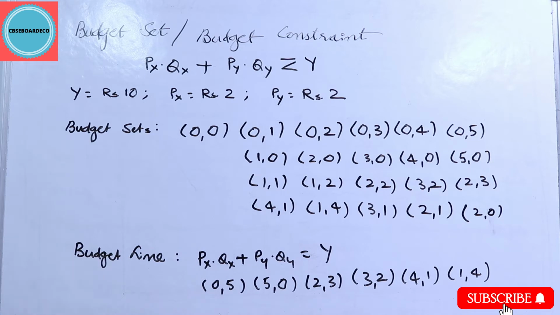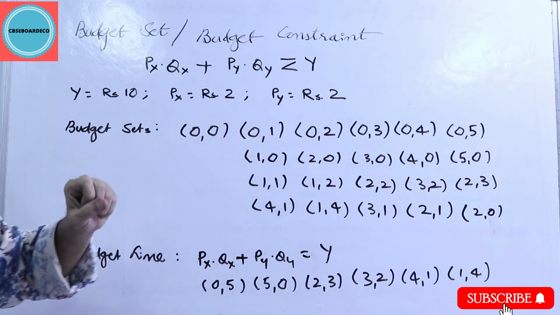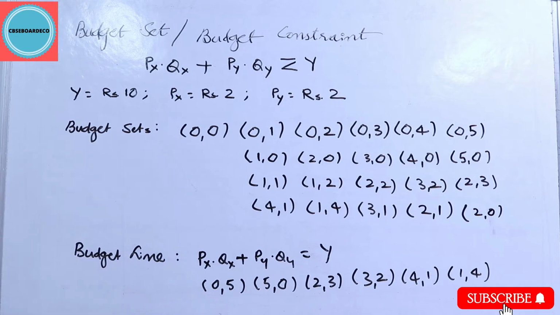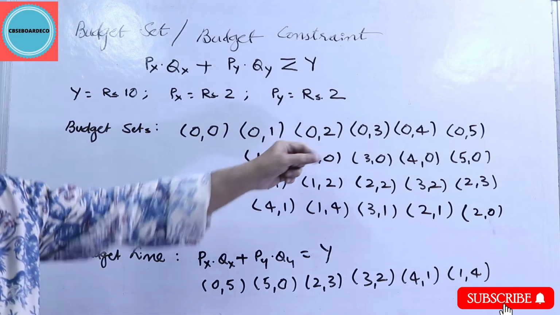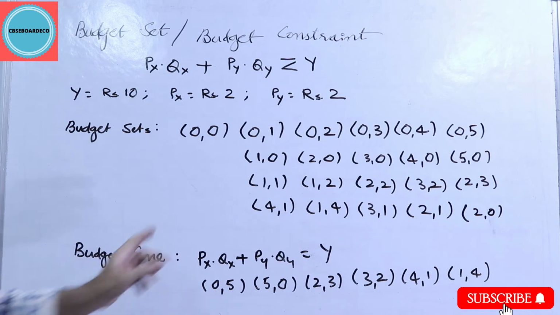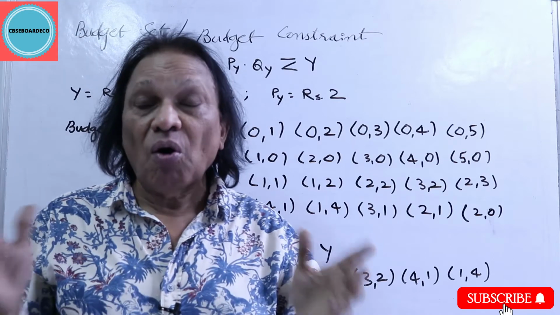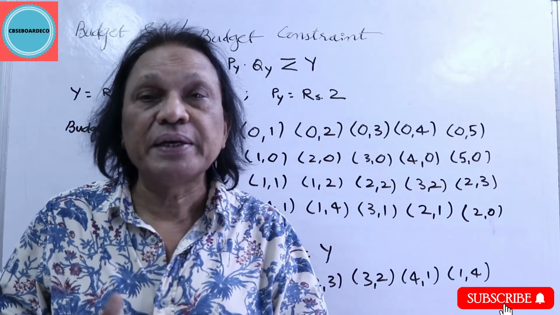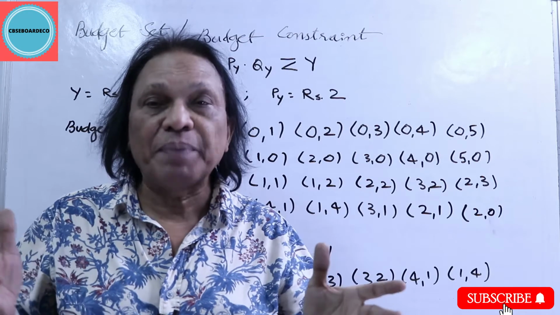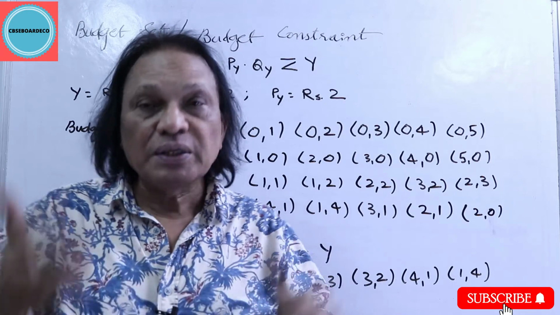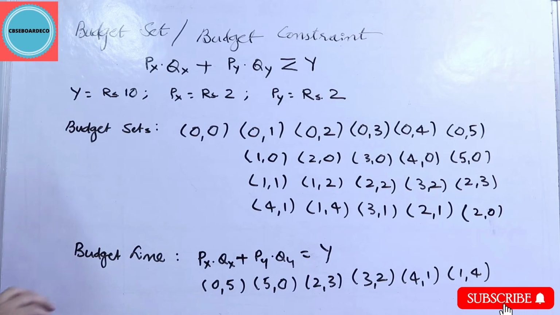Another possibility is you're buying 0 of X, 1 of Y. That means you are spending 2 rupees. 0 2, spending 4 rupees on good Y. 0 3, 0 4, you can go up to 0 5. What it means, you spend all the income on good Y. You didn't buy any of good X. Or the other way around, look at this one, 1 0, 2 0, 3 0, 4 0, 5 0. That means you are buying only good X and none of good Y. Or you have many other permutation combinations.